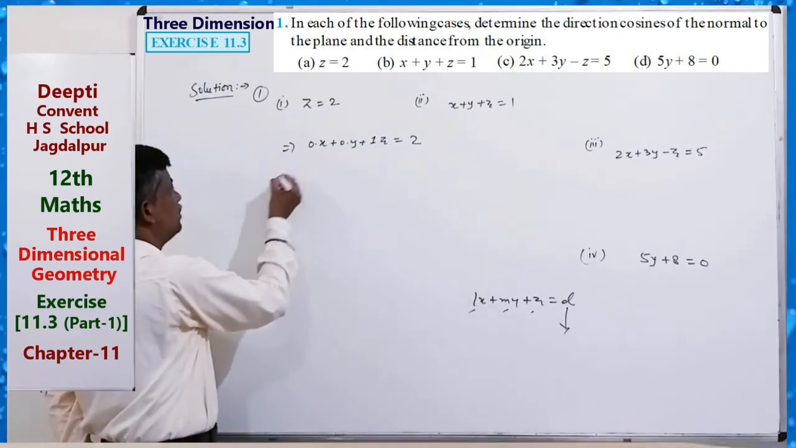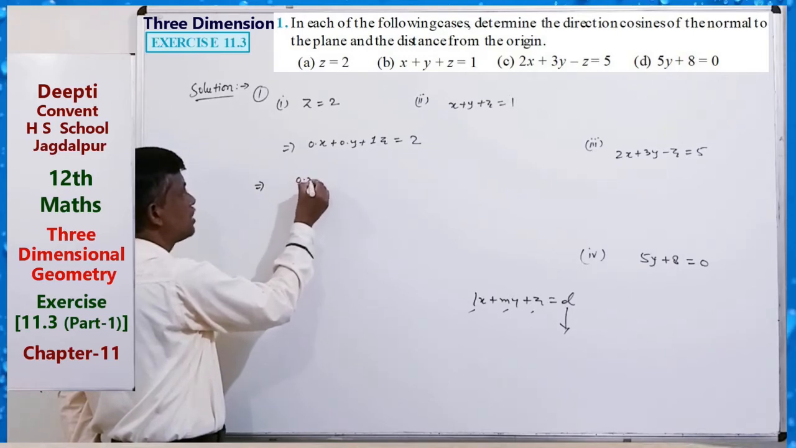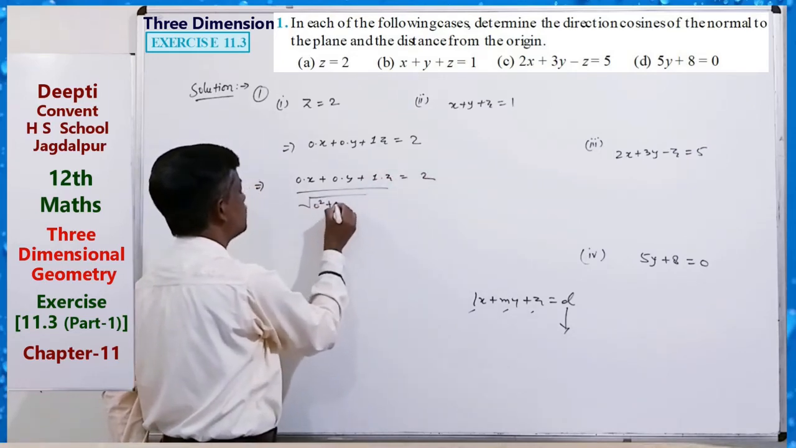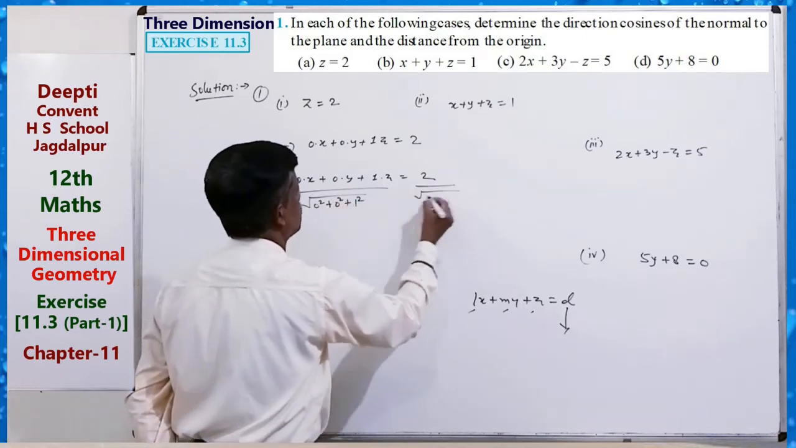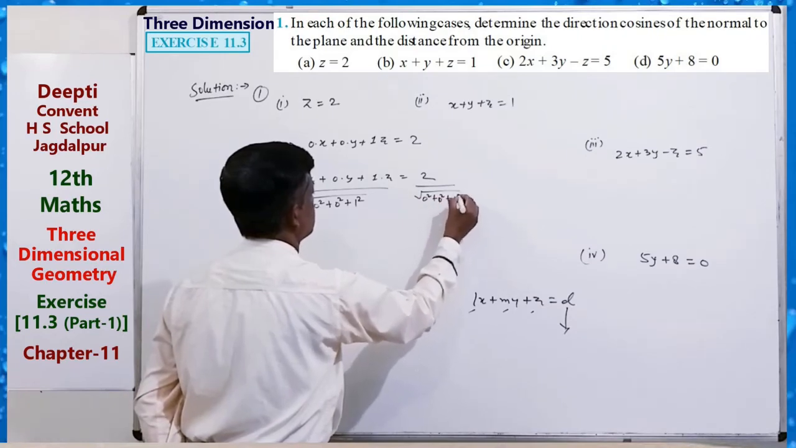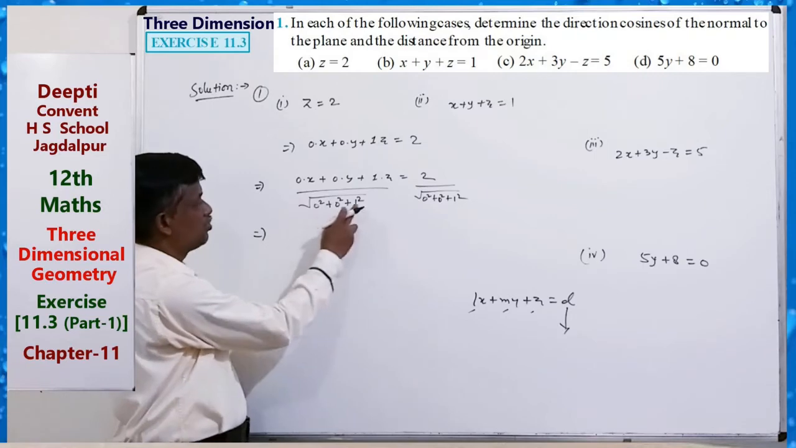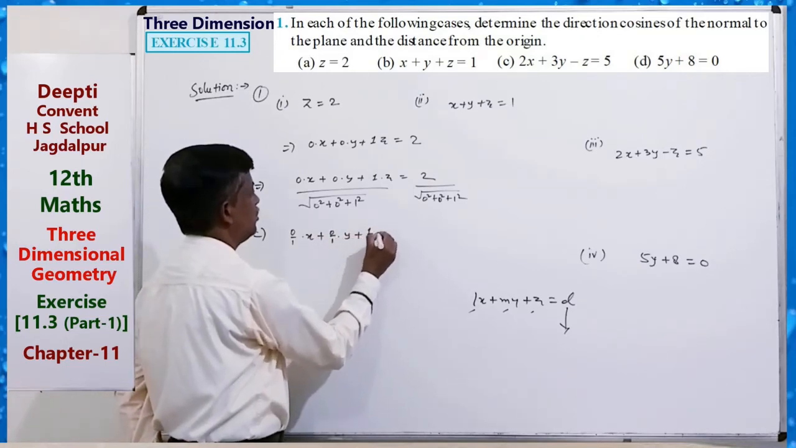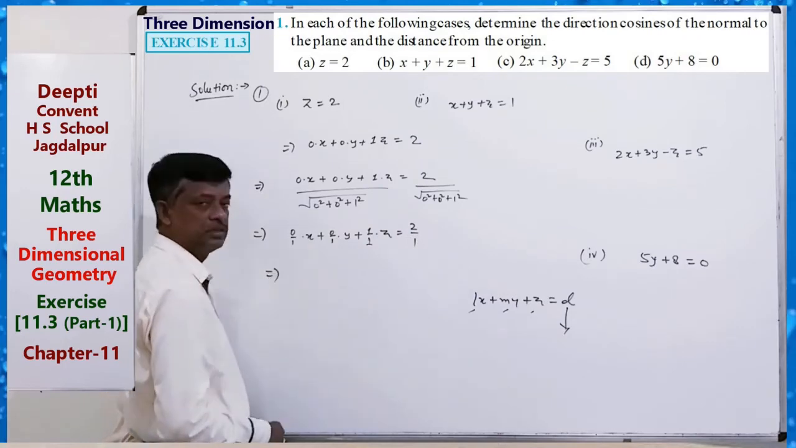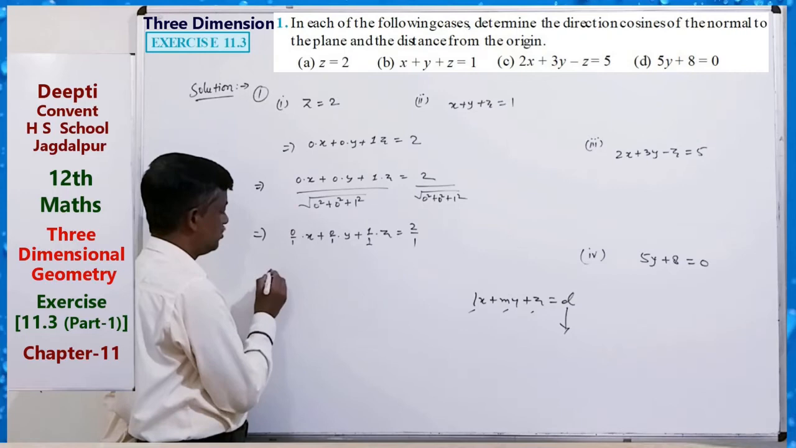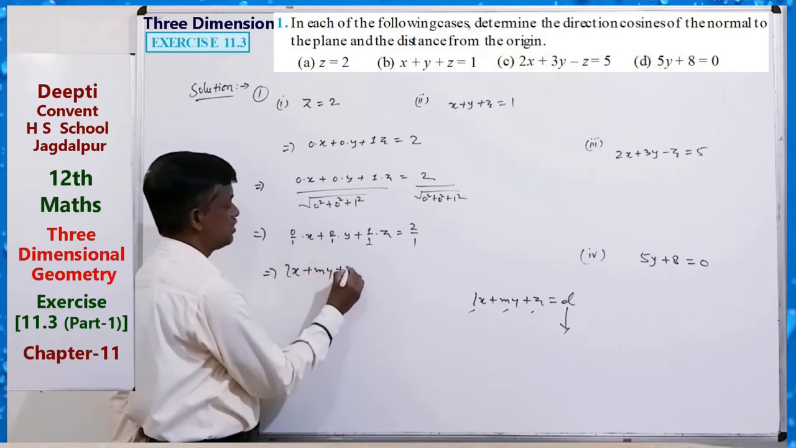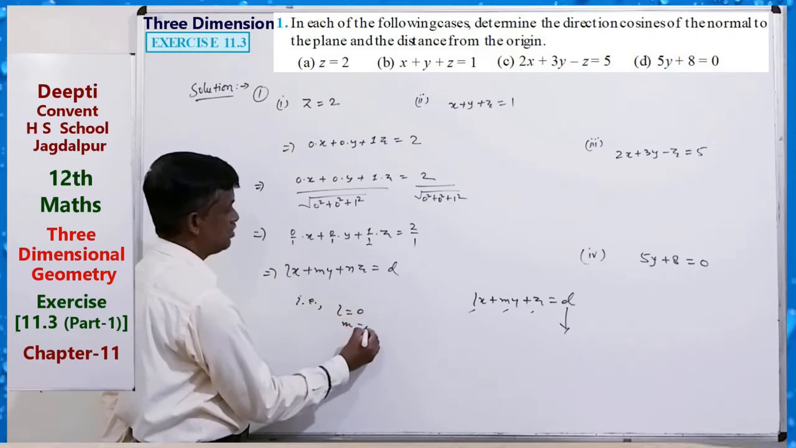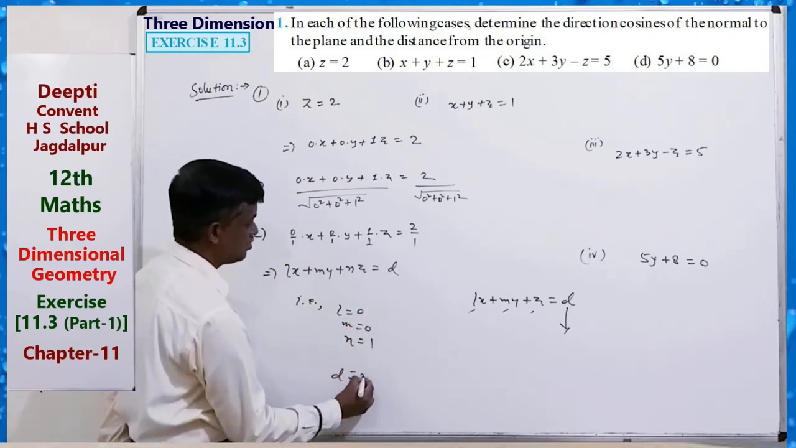So here, 0 into x plus 0 into y plus 1 into z equals 2 divided by root over 0 square plus 0 square plus 1 square, which is root over 1. So 0 upon 1 into x, 0 upon 1 into y, 1 upon 1 into z, equals 2 upon 1. This is lx plus my plus nz equals d, that is l equals 0, m equals 0, n equals 1, and d equals 2.